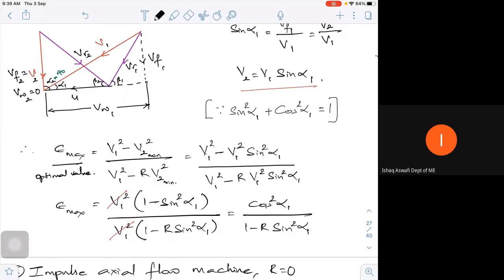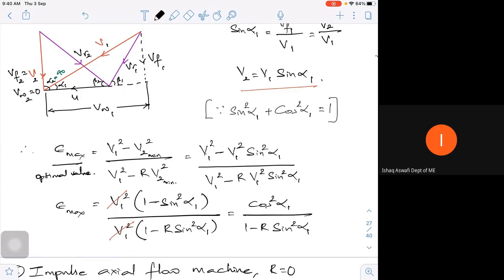I think usually they ask this kind of a derivation. Show that the optimum utilization factor, or the maximum utilization factor, for an axial flow machine is cos square alpha 1 divided by 1 minus r sin square alpha, or show that your optimal utilization factor is a function of R, that is the degree of reaction, and your flow angle alpha.